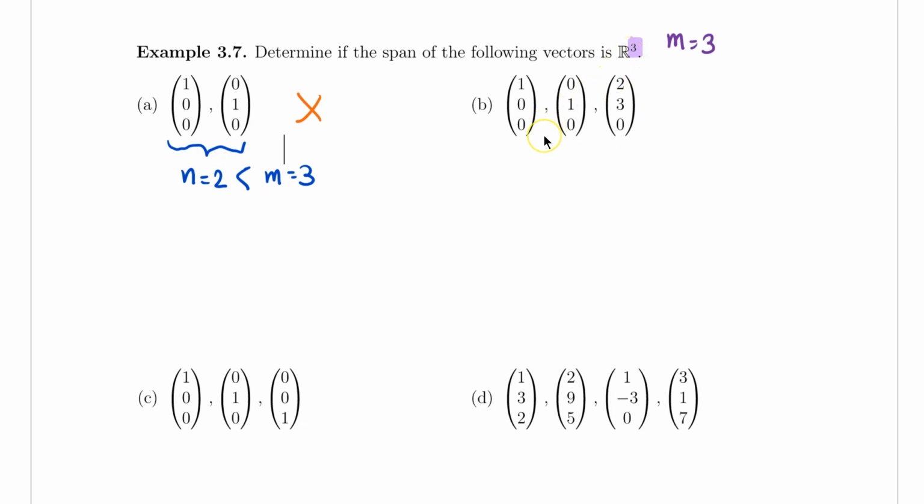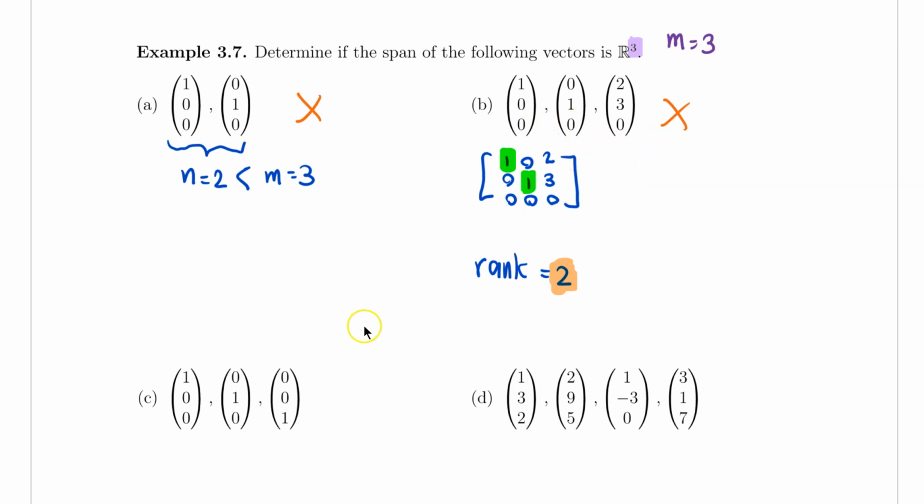Now for part B, if I form a matrix out of the vectors here, I'm going to have 1, 0, 0, 0, 1, 0, 2, 3, 0. Notice this is already in reduced row echelon form, but the rank is just 2. This is less than the value m that I want, so this is once again not going to span R^3. Even though I have 3 vectors now, because the rank is only 2, this is not enough.